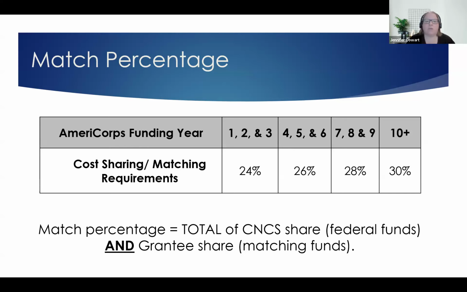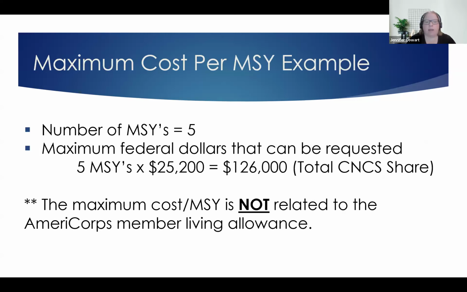And there's a couple ways you can think about doing that. If you look here, the match percentage is, you take your total of your CNCS share funds and your grantee share funds. That's how it's calculated, right? If we scroll, go to the next slide, there's an example here. The maximum cost per MSY we've talked about a lot. For this coming year is 25,200.